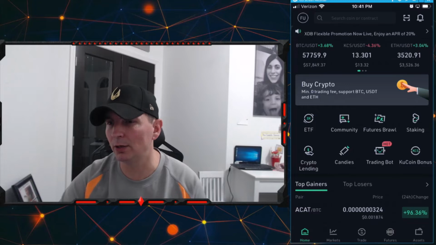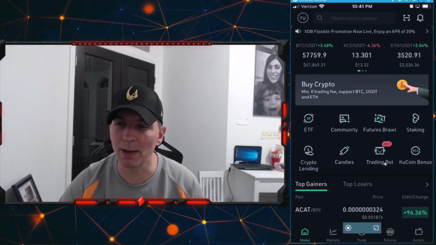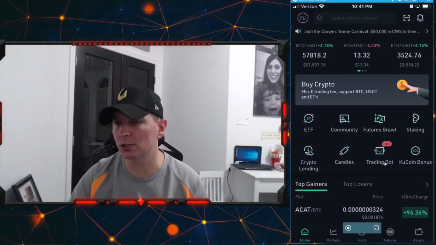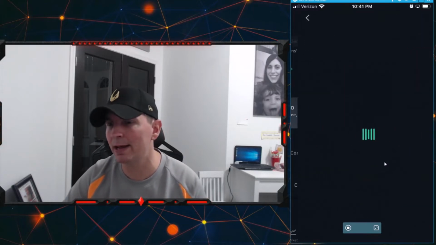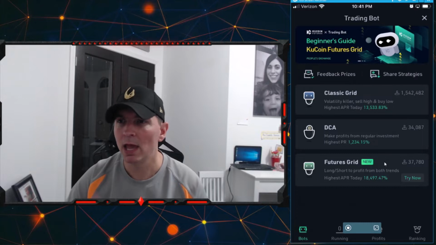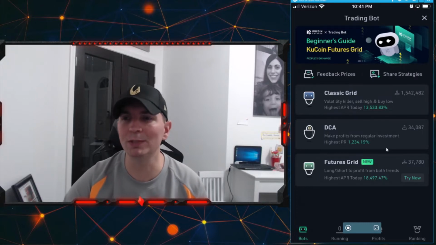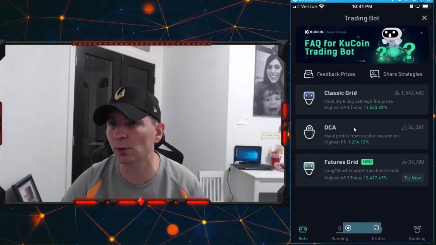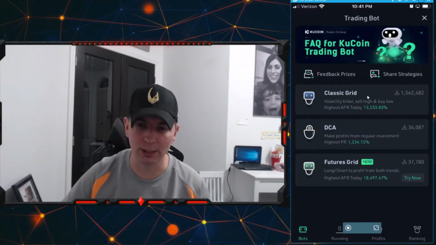If you look right here in the middle, this is actually the trading bot. You cannot do this on the desktop platform. It does not work. It tells you to go to the app. So we're actually going to go ahead and hop right into this trading bot. Very cool. You can choose a classic grid, a dollar cost average, or a futures grid. For this one, we are actually going to go with the classic grid.